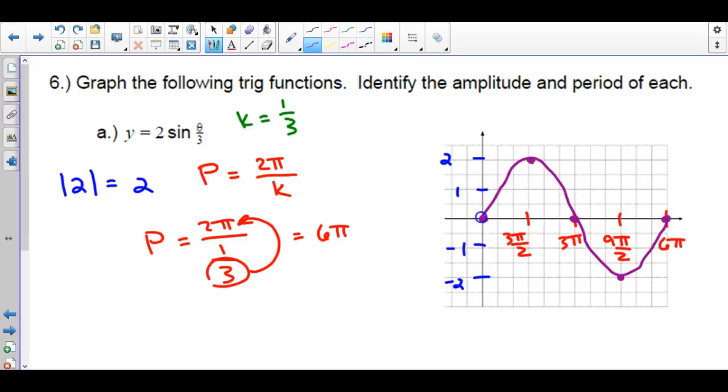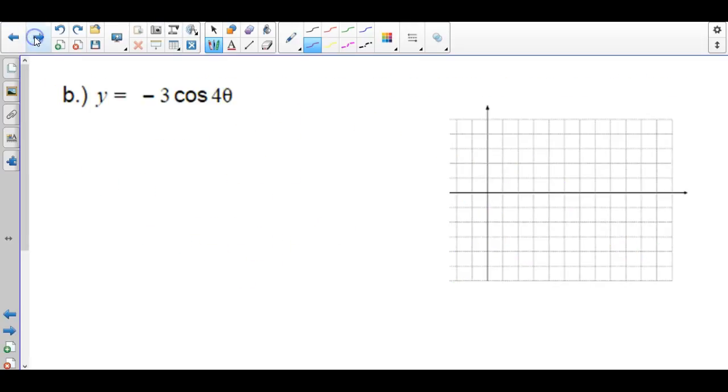And that's it. Alright, next one then would be a cosine example. Again, I'm going to take the absolute value of this, which says, hey, my amplitude is 3.